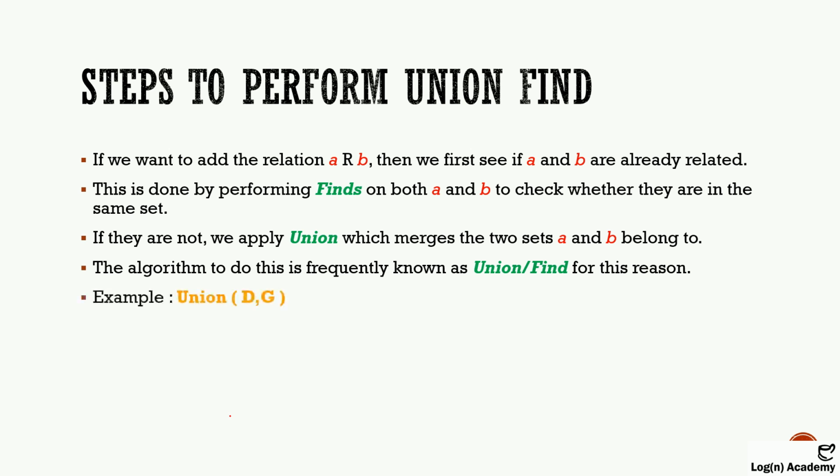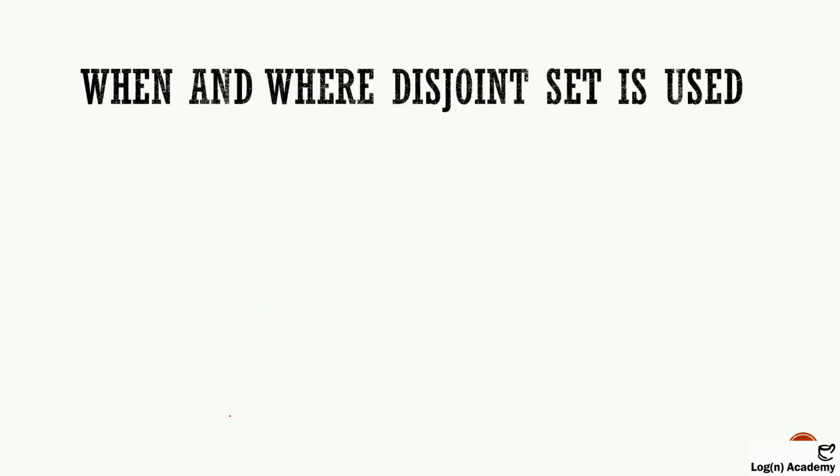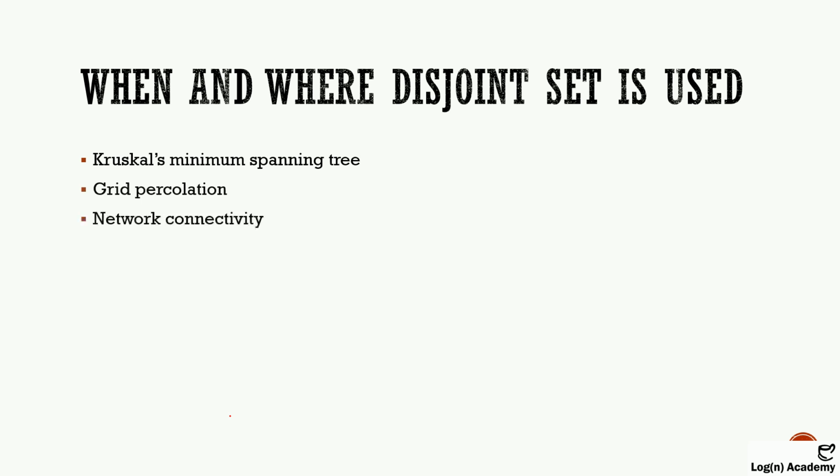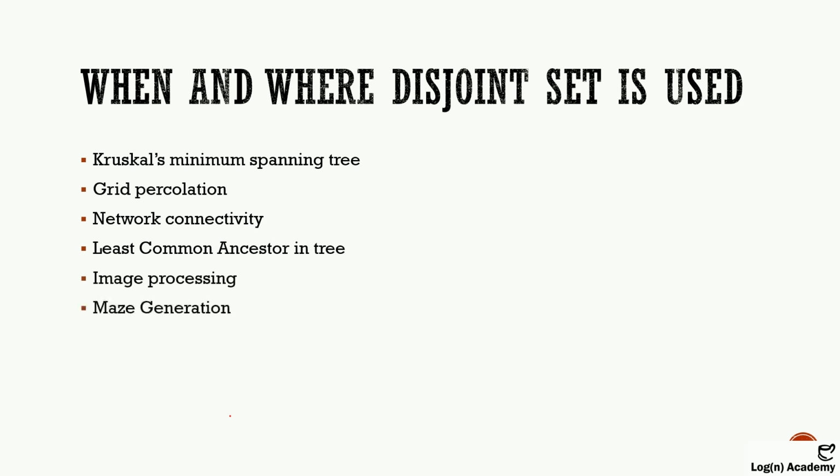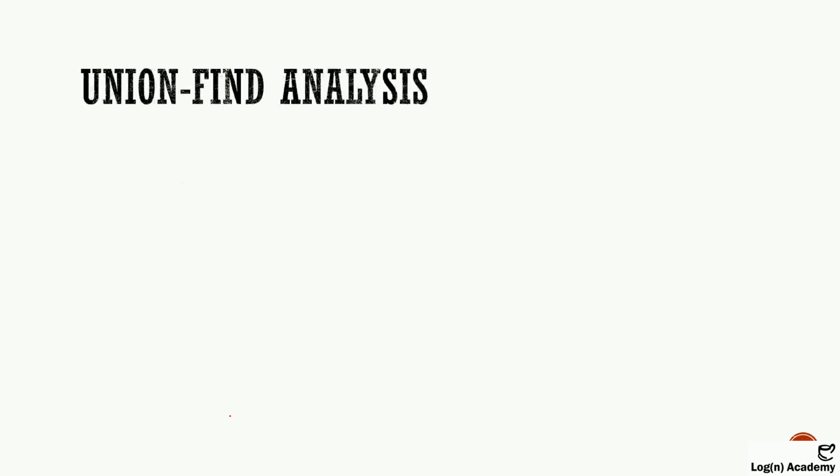The algorithm to do this is frequently known as union find for this reason. This is very straightforward. So here is the example. The union of D and G, they both were in the same set. So when we performed find operation, both results were the same because both were referring to the same root node, which was A. Okay, when and where is disjoint set used? I'm showing some of the usage: Kruskal's minimum spanning tree, grid percolation, network connectivity, least common ancestor in tree, image processing, and maze generation. These are some of the uses where disjoint sets can be very handy.